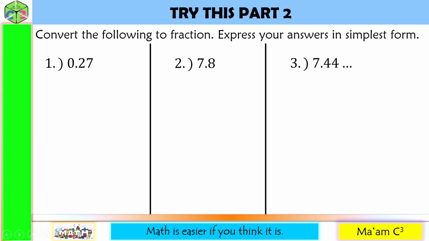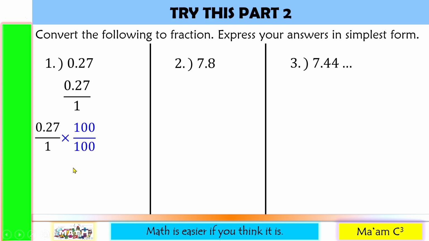Now let us try this. Convert the following to fraction. Express your answers in simplest form. Number 1, this will become 0.27 divided by 1. Since there are two decimal places here, we're going to multiply our fraction by 100. Two zeros. 0.27 times 100 will become 27. 1 times 100 is 100. Think of a number wherein you can divide both 27 and 100. There is none. So 0.27 is equal to 27 over 100.